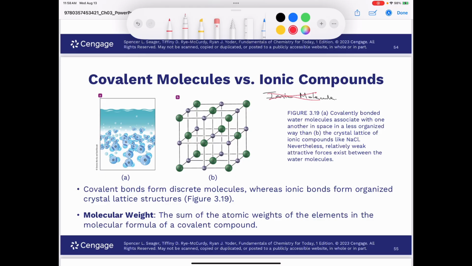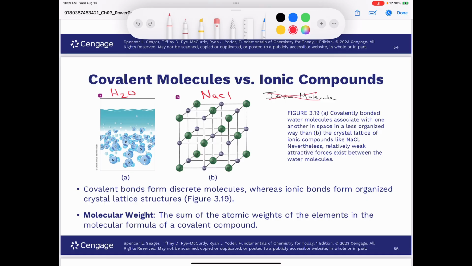So you see here we have water in the first one, which is a molecule, and then we have sodium chloride over here, which is an ionic compound. So water is covalent because hydrogen and oxygen are both nonmetals, whereas sodium chloride is ionic because sodium is a metal and chlorine is a nonmetal. So covalent bonds form discrete molecules, individual water molecules, for example, whereas ionic bonds form an organized crystal lattice where they're all clustered together, as you can see here in this cube, okay?